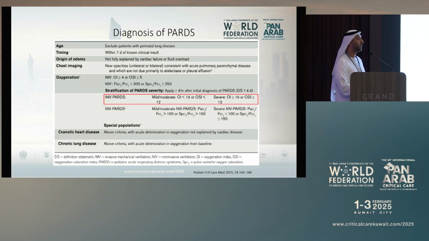Now what they did is they combined both types, mild and moderate together, if the oxygenation index is less than 16, or if you have only pulse ox, oxygen saturation index less than 12. And if the oxygenation index is more than 16 or oxygen saturation index more than 12, that will be considered severe. Why did they have two categories? Because the mortality is way higher when you reach the severe form as compared to mild moderate, which has almost a similar prognosis.